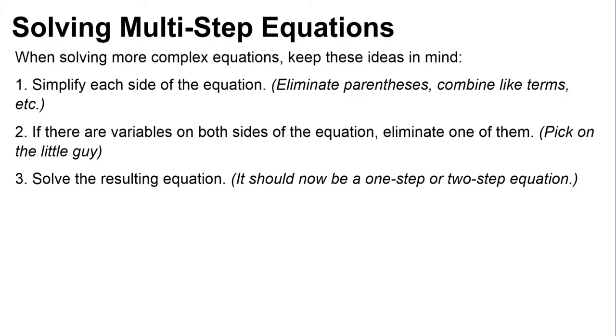The first thing we want to do is simplify each side of the equation. That means eliminating any parentheses, combining like terms, etc. Just try to simplify each side of the equation before we start dealing with things. And then if there are any variables left on both sides of the equation, we're going to eliminate one of them. Remember, pick on the little guy. We're going to eliminate the term that has the smaller coefficient. And then finally, solve the resulting equation. It should now be a one or a two-step equation. So it really comes down to that basic skill of solving one and two-step equations, and then we're just going to take these more complex equations and chisel them down into one or two-step equations.